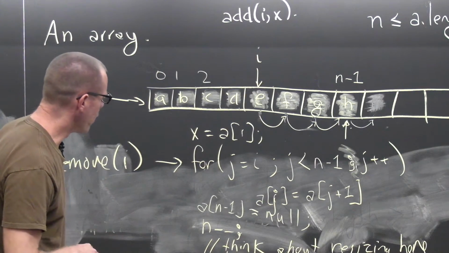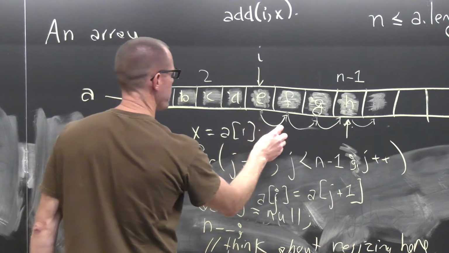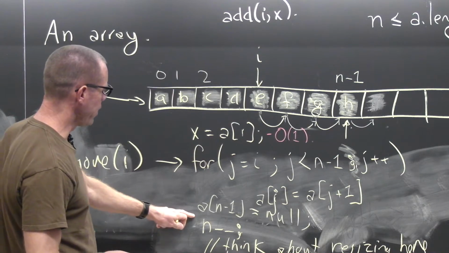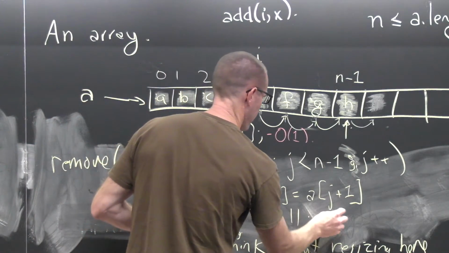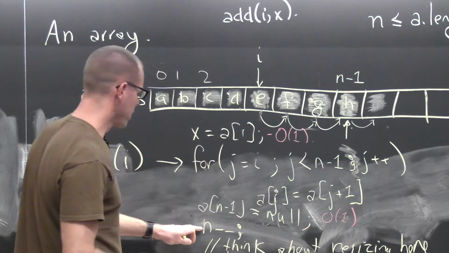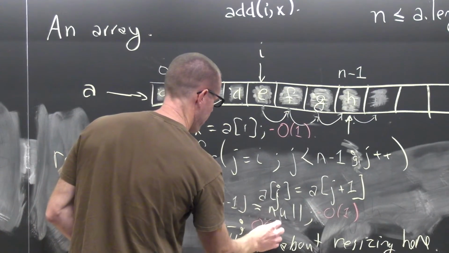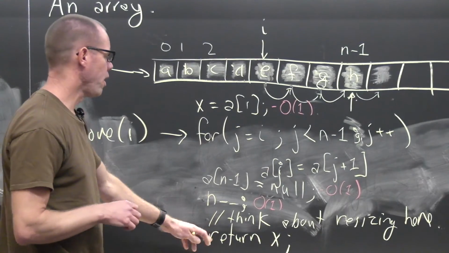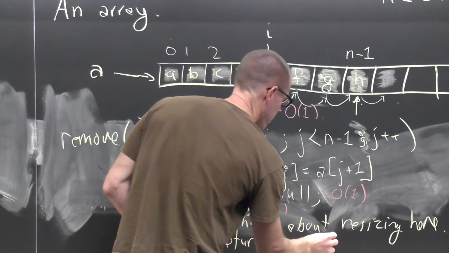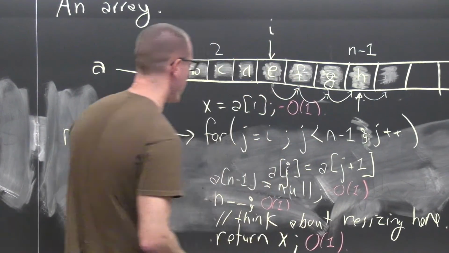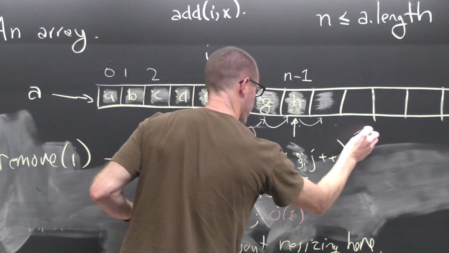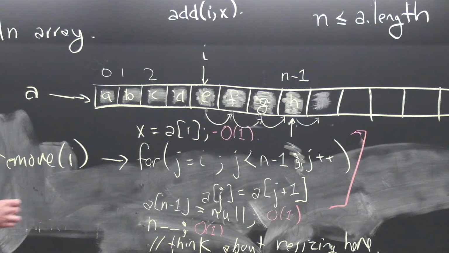It's got some lines of code here we can analyze. This takes constant time. This line here takes constant time. This also takes constant time. I don't know what's going to happen with this resizing business, and returning x also takes constant time. So the only question here is about this for loop, which executes how many times?